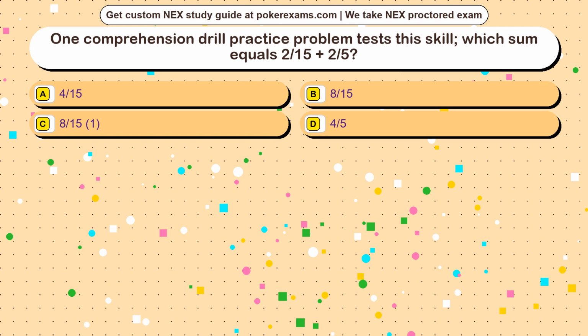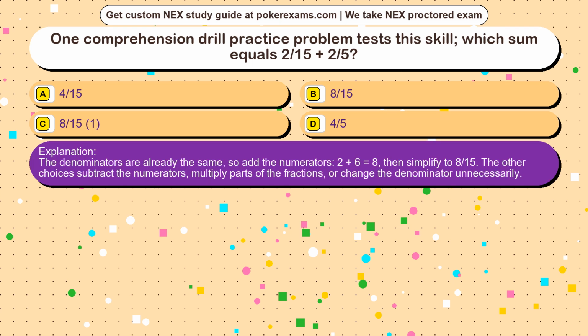The correct answer is option B. The denominators are already the same, so add the numerators, 2 plus 6 equals 8, then simplify to 8/15. The other choices subtract the numerators, multiply parts of the fractions, or change the denominator unnecessarily.